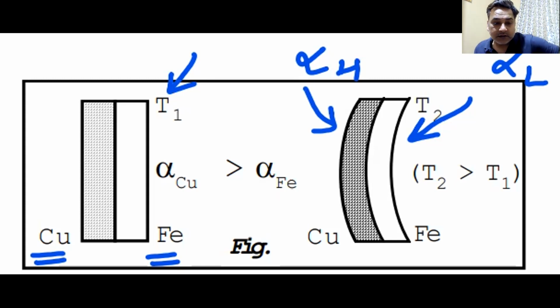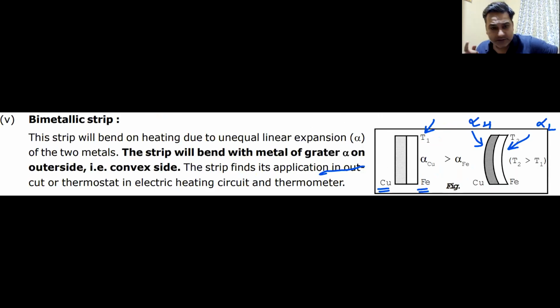Okay. And they have explained it here in the sheet. You can mark it in the sheet if you don't want to write. Some things can be marked in the sheet. I understand that. But something has to be written because the written word is what matters. The strip will bend with the metal of greater alpha on the outer side, that is the convex side. The spelling of greater is wrong. This is the entire thing that you need to understand. In words, it is written like this. In diagram, it is drawn like this. To understand it, +4 is waiting for you.